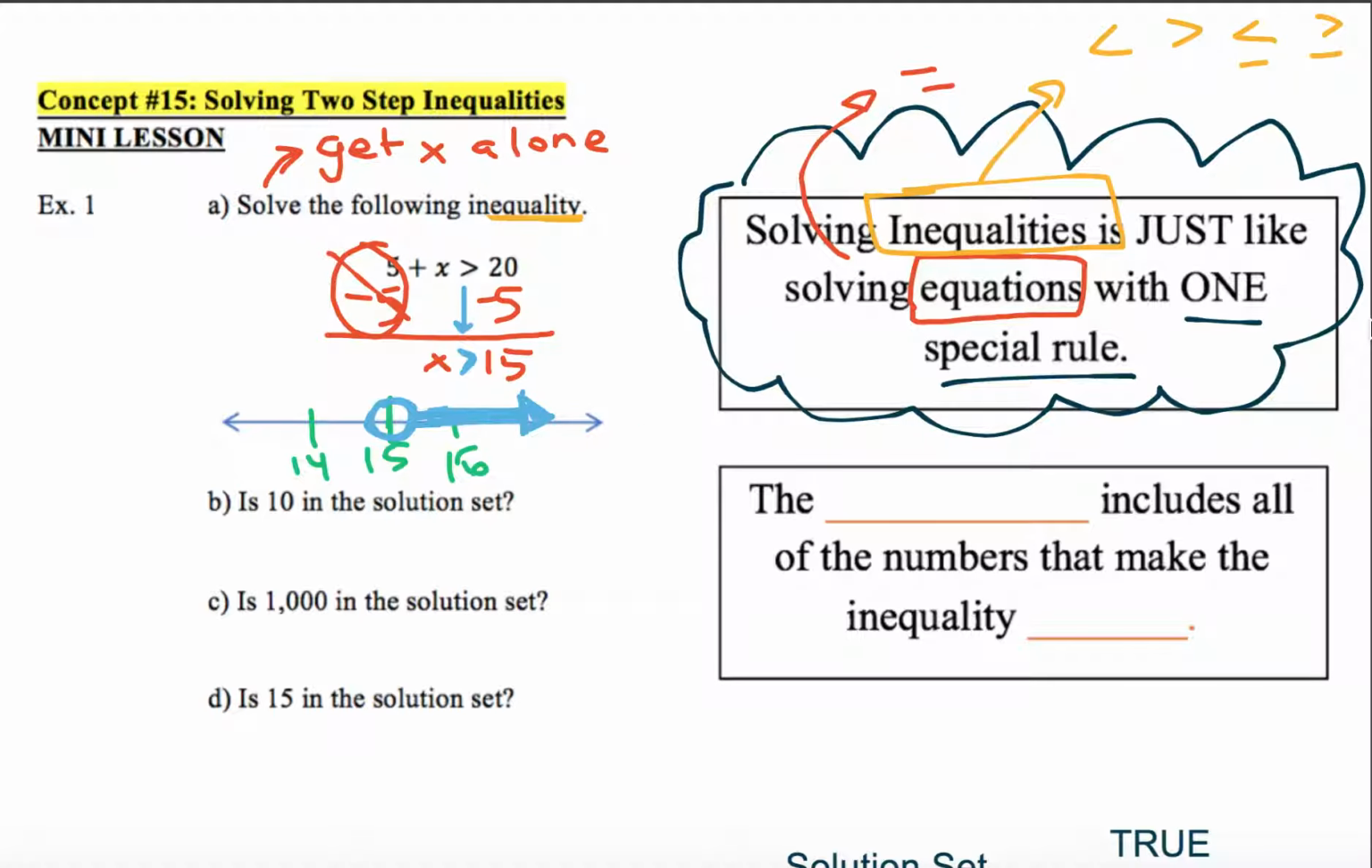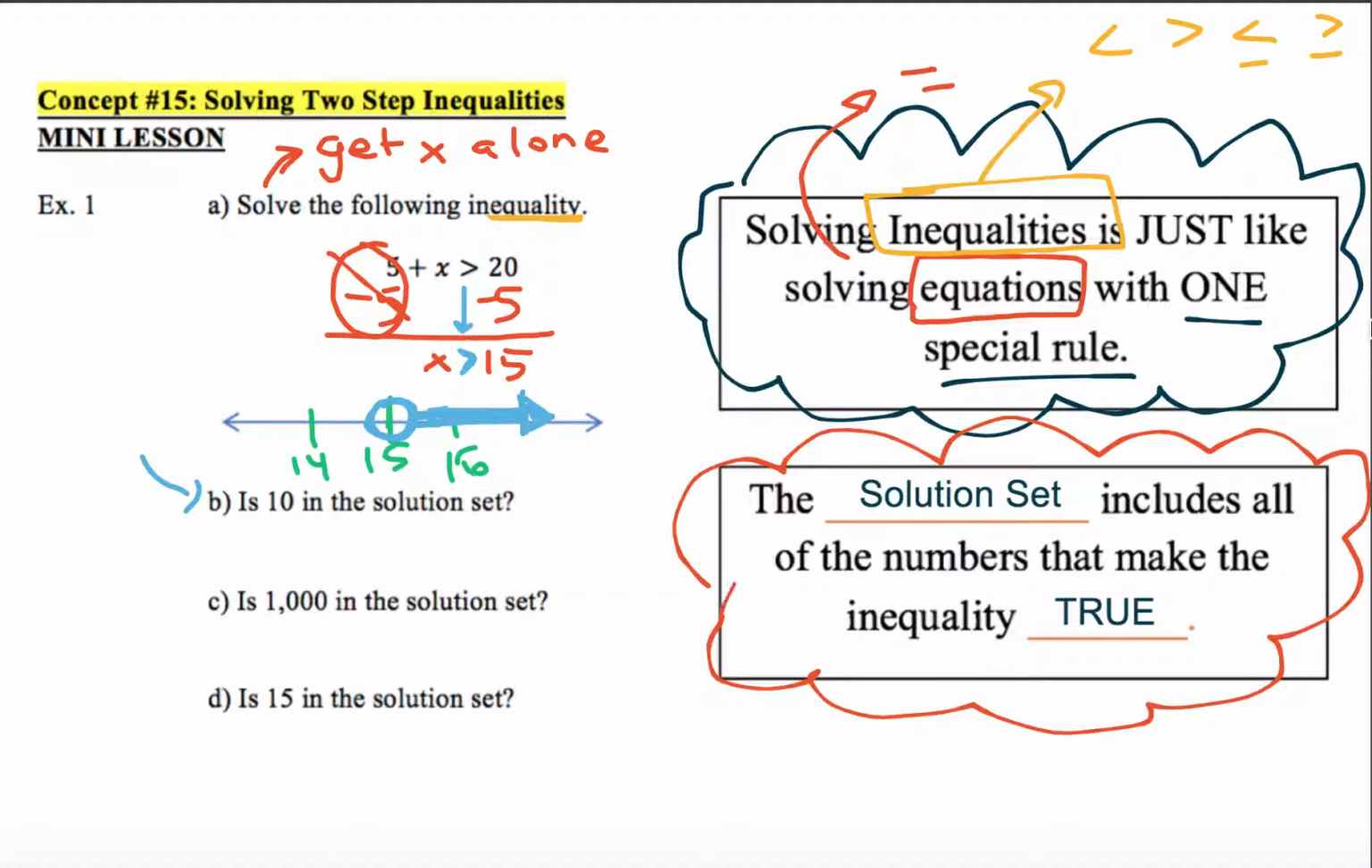Then we're asked some follow-up questions here, and this is a little new. It says, is 10 in the solution set? So that we know, the solution set includes all of the numbers that make the inequality true. Make sure that you have that in your notes. The solution set is all of the numbers that make the inequality true.